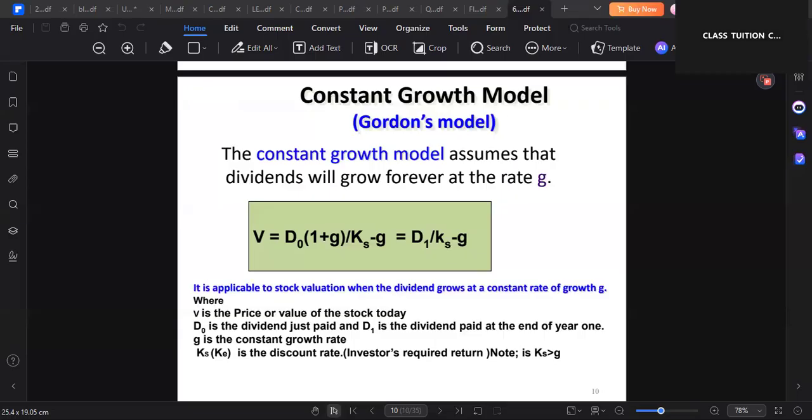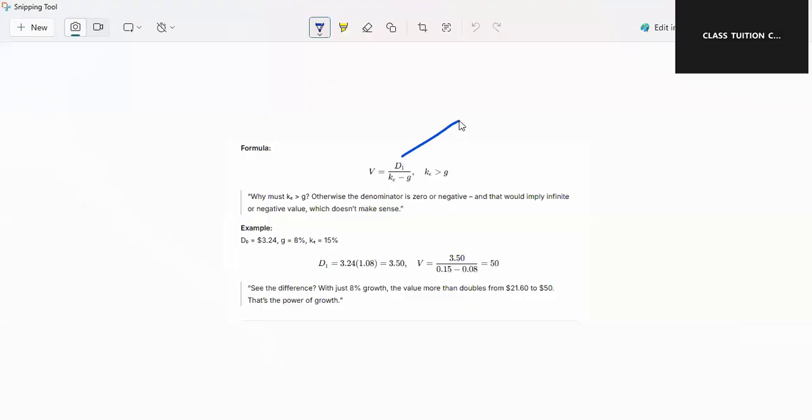So how do we then apply this if you're given an example? V is equal to D1 over K minus G. The K, like I've said, should be greater than our growth rate. So you can manipulate this also as value of stock now is equal to what? D1 we know is the same as D0, 1 plus growth, over what? K minus G.